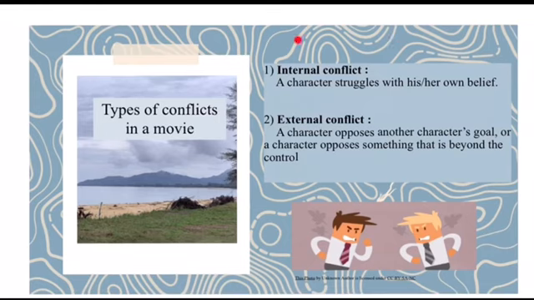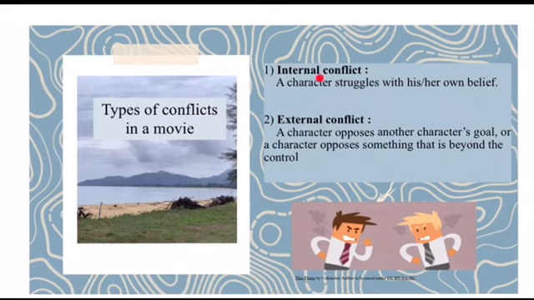An internal conflict is the struggle that a character has within himself or herself. For example, a struggle with his or her own belief, like the character of Private Desmond Doss, which I have discussed in the earlier topic on the characters in a movie. Private Desmond Doss struggles with his own belief, as he doesn't want to kill people with a gun.